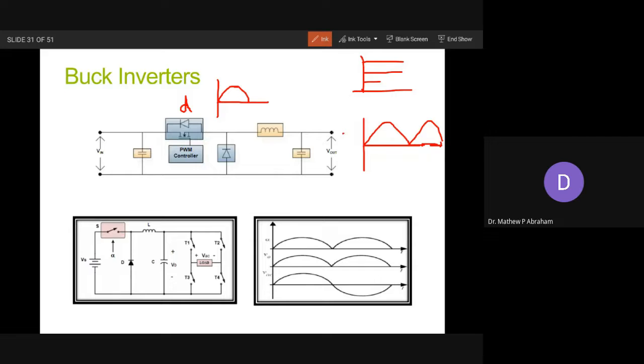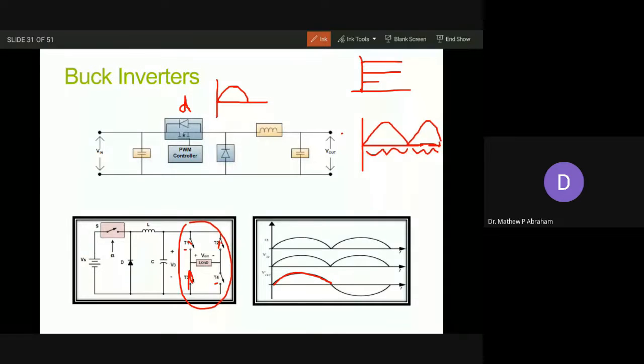And in order to invert this, we make use of an H bridge like this. So for this duration, T1 and T4 will be kept on, so we get an output voltage like this. And then for the second half, we close these 2 switches and keep the others open so that current will flow in the opposite direction. So this portion will get inverted in this form, and we get an AC waveform. This is called a buck inverter.